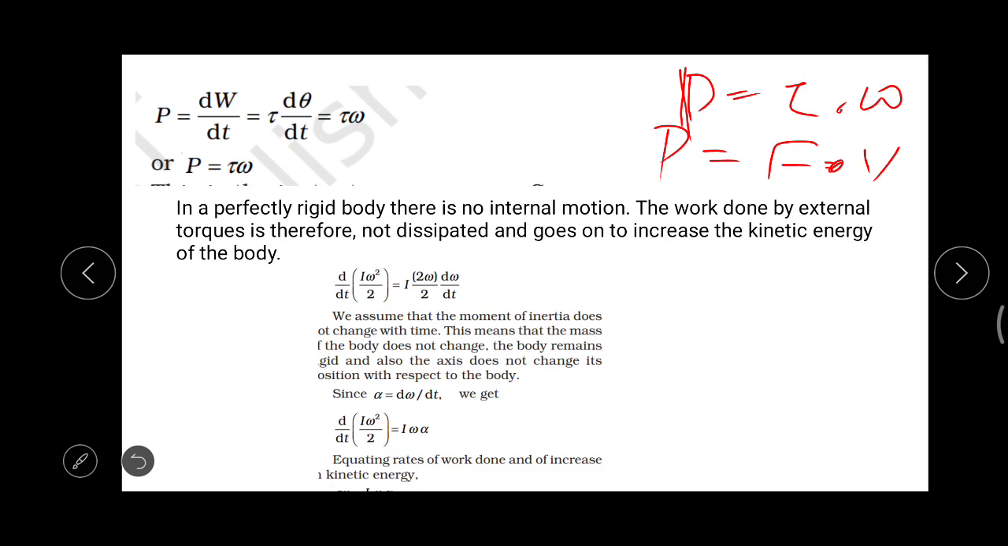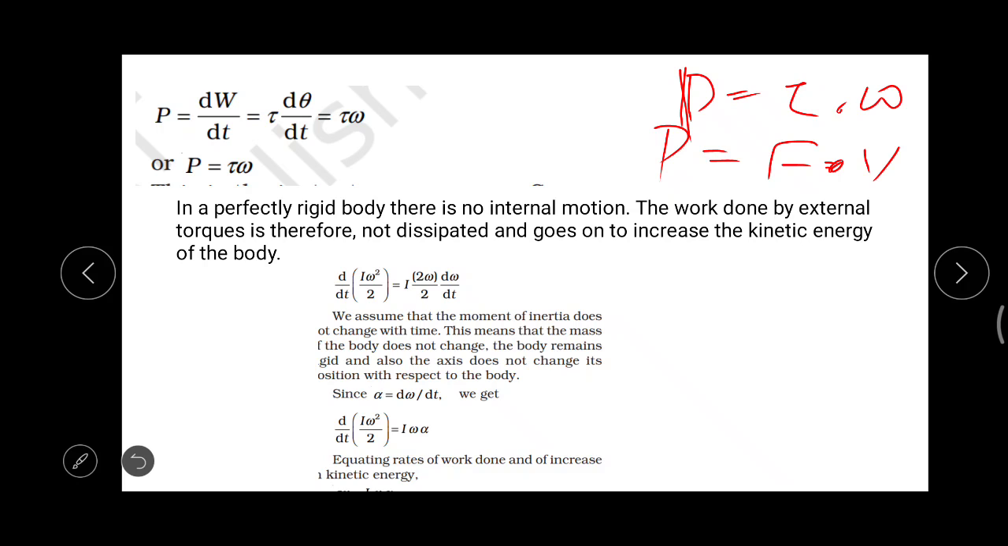In a perfectly rigid body, there is no internal motion. So the work done by external torque is not dissipated and goes on to increase the kinetic energy of the body. So the work done will be completely used up for increasing the kinetic energy. So if you find the change in kinetic energy, you can find the value of the work done.